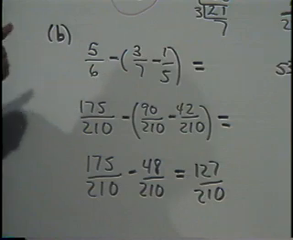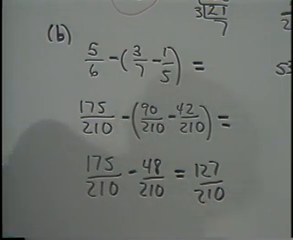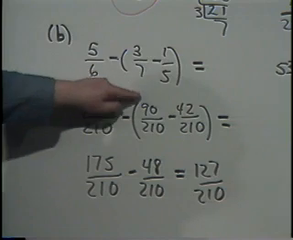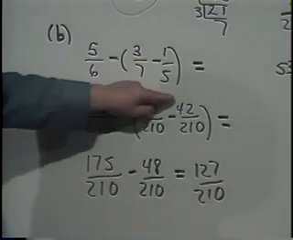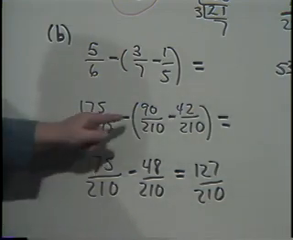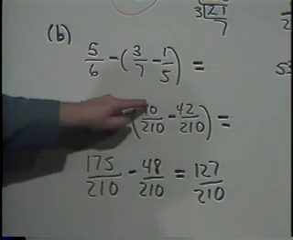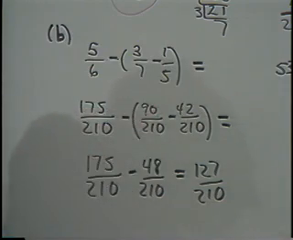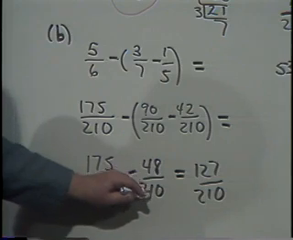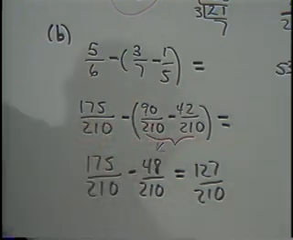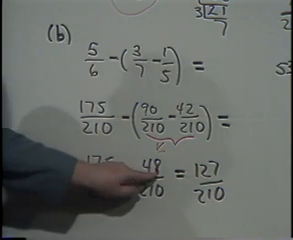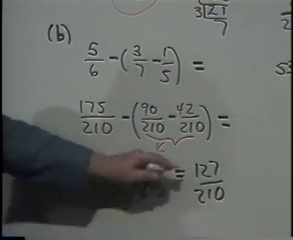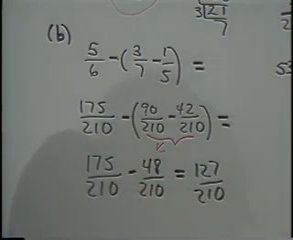Now, part B is exactly the same problem, only we've switched the parentheses. I still replace 5/6 by 175 over 210. I still replace 3/7 by 90 over 210. And I still replace 1/5 by 42 over 210. The only difference now is that inside the parentheses is 90 over 210 minus 42 over 210. 90 of something minus 42 of something is 48 of that same something, so this gets replaced by 48 over 210. If I subtract 48 from 175, I get 127. 127 what? 127 of the common denomination, which is 210.